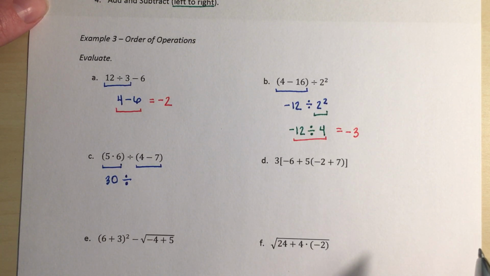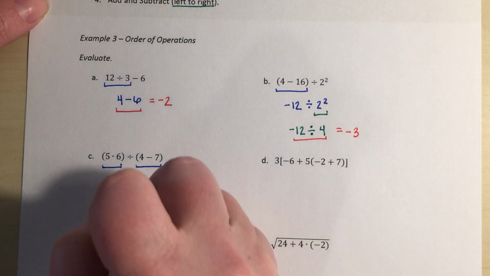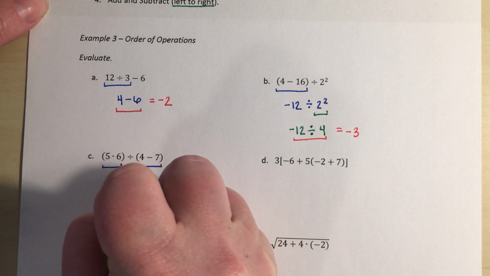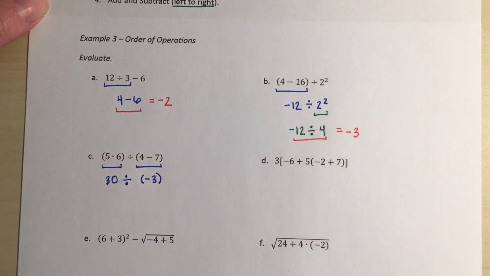Well, 7 is the larger number. We have different signs, so we subtract. 7 minus 4 gives us 3. 7 is larger, 7 is negative, so we get a negative 3 here. It's good practice to throw that negative 3 in parentheses, just because we don't want 2 signs directly next to each other.